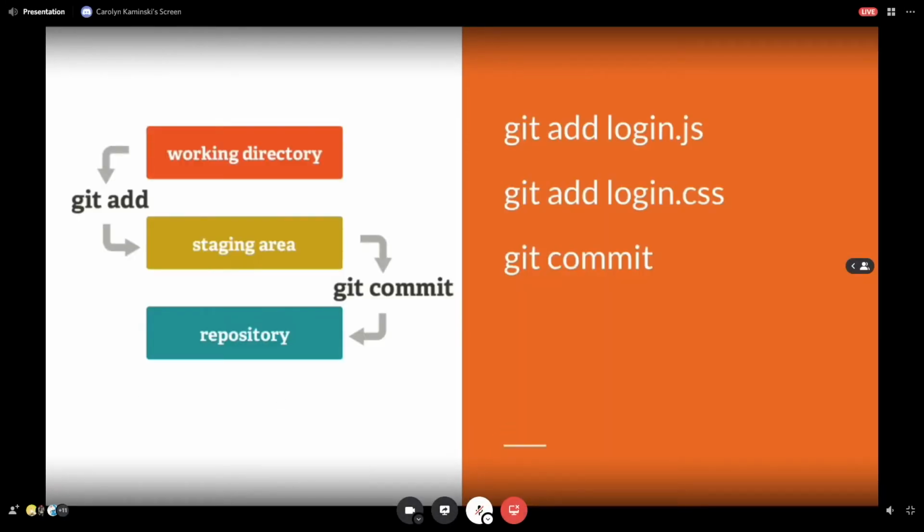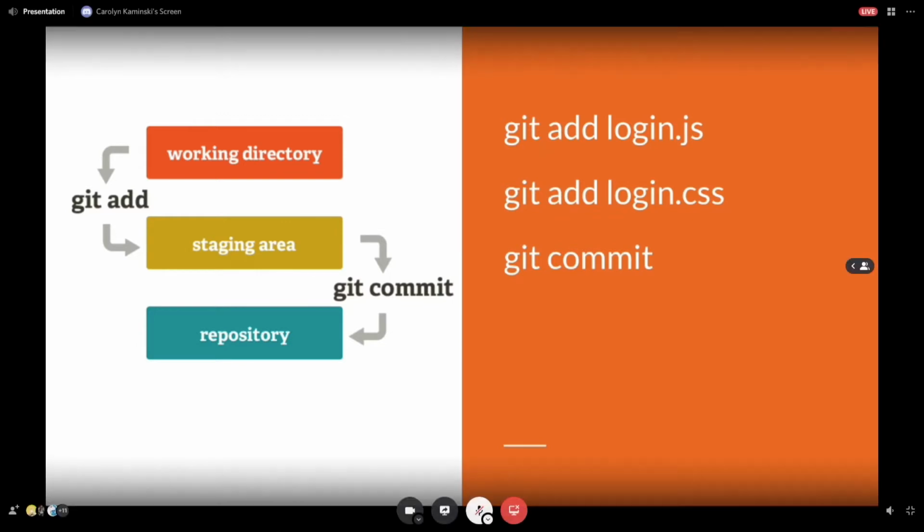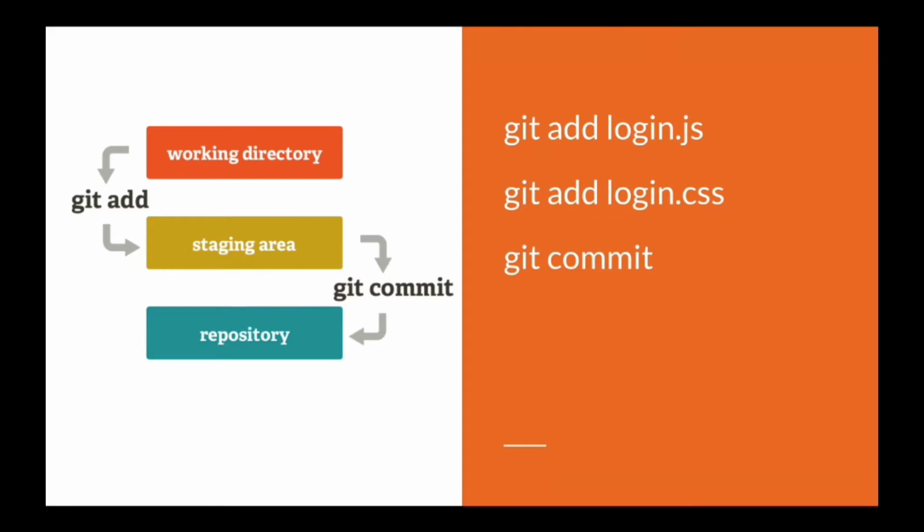Here's an example. Say in your working directory you changed a bunch of stuff to the login, like you added email validation, but at the same time you also added a form to the footer, and that has nothing to do with login. You could add login.js and login CSS to your staging area, and now they're ready to be put into your repository. Then you can just say git commit and put what's in your staging area into your repository. Whereas footer.js you just leave, and you make another commit for that.